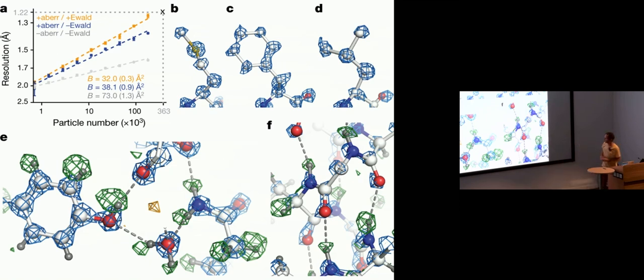And then together with Garib, we showed that if you subtract the simulated density from models that don't have hydrogen atoms, you can even see a lot of hydrogen atoms at this resolution, which came as a surprise to quite a few people. This one is H2O.